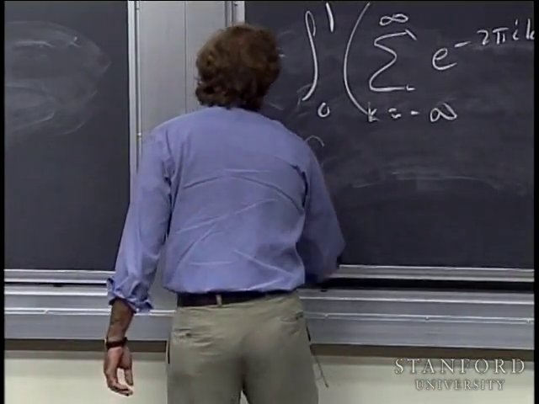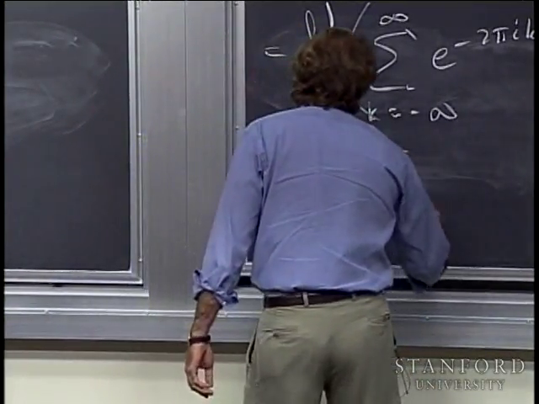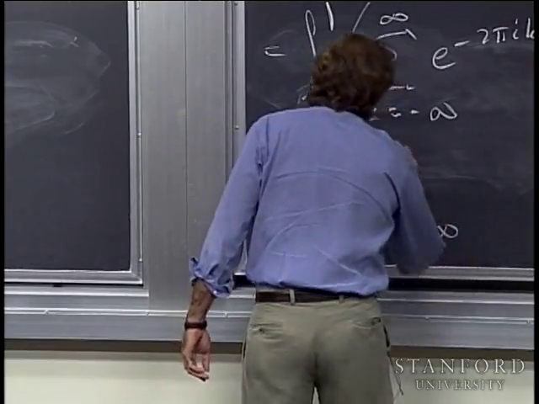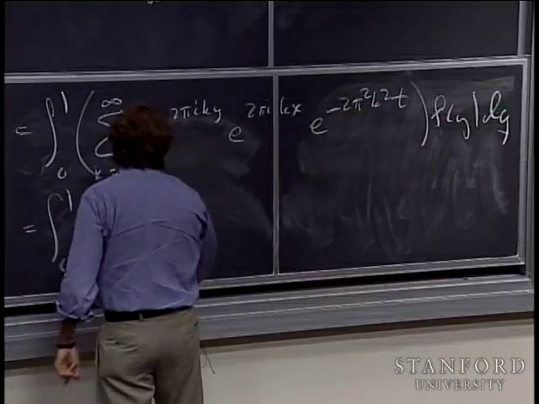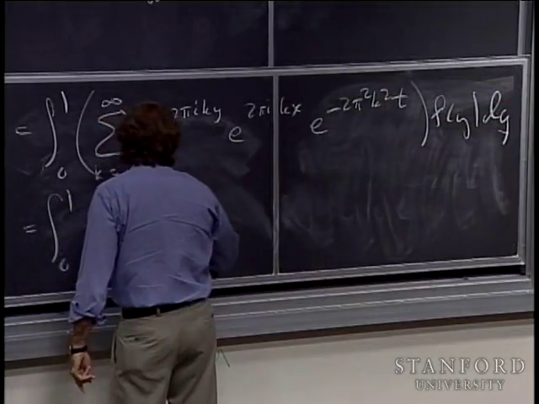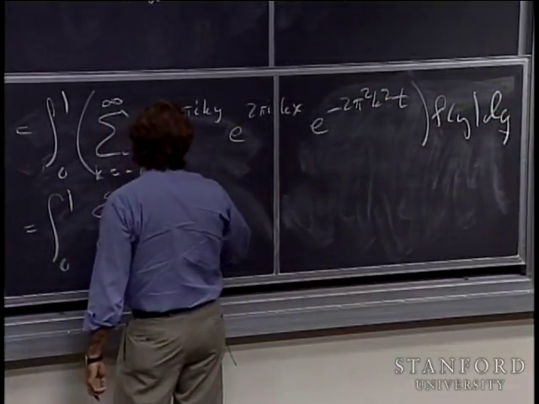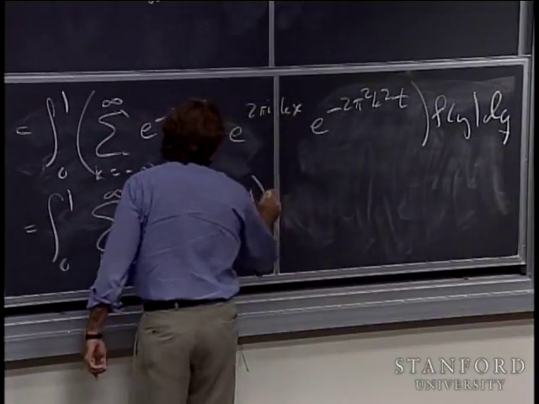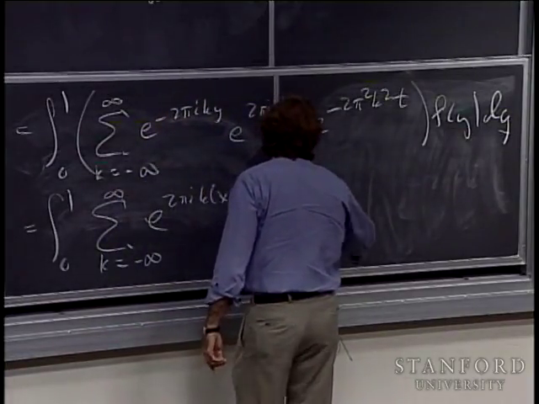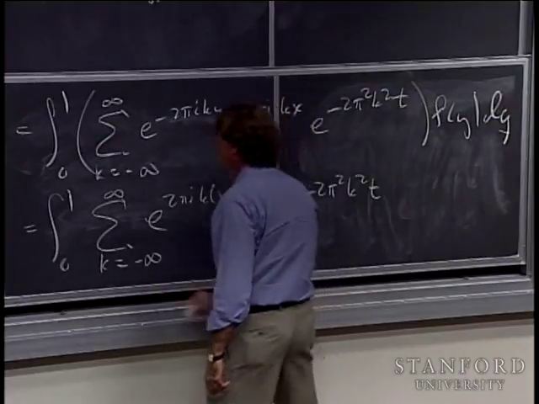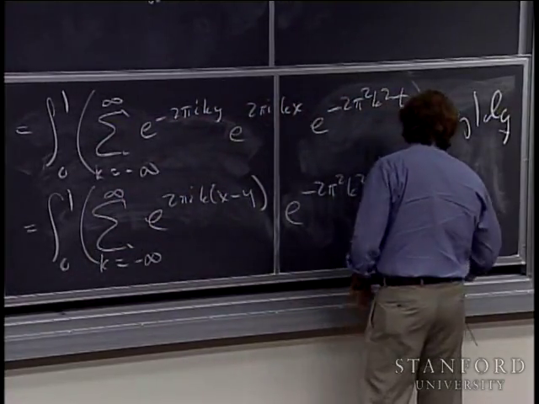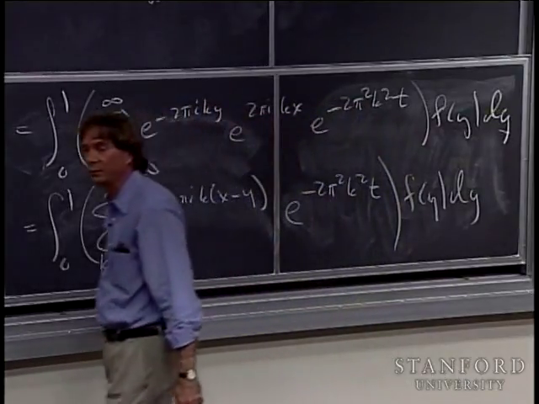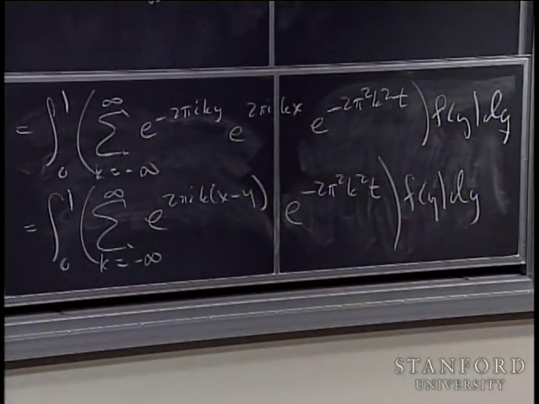And I'll do one more step. This integral from 0 to 1, sum from k going from minus infinity to infinity, I'll put these two terms together because they've both got i's in them: e to the 2 pi i k times x minus y, e to the minus 2 pi squared k squared t, f of y dy. Okay, like I said, I haven't done anything really except rearrange terms.